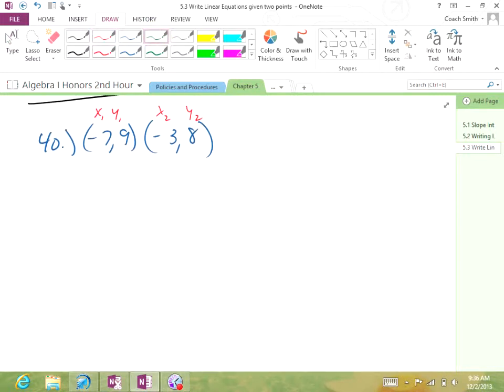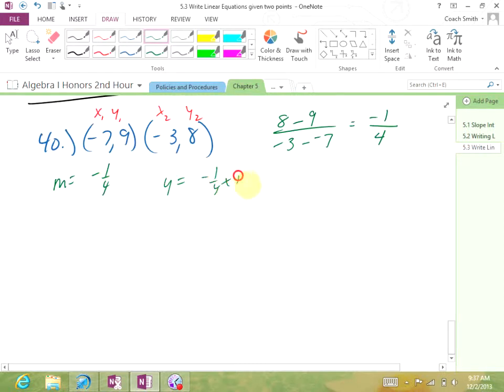So if we do the slope here, that's going to give me 8 minus 9 on top. And then on bottom, that gives me -3 minus -7. Okay, and that gives me -1 on top and +4 on bottom. So my slope, m is equal to -1/4. So y equals -1/4 x plus b.